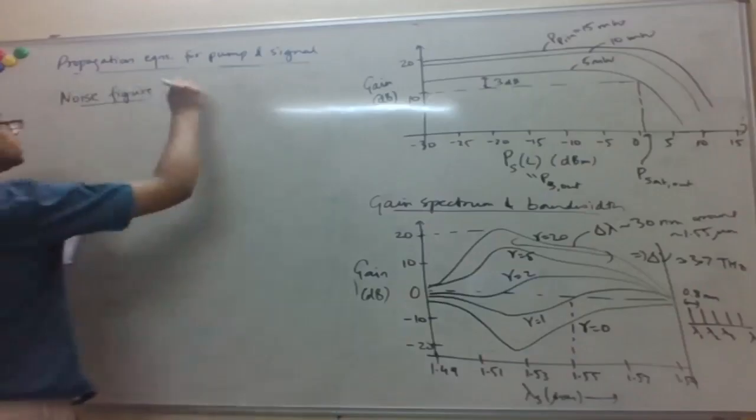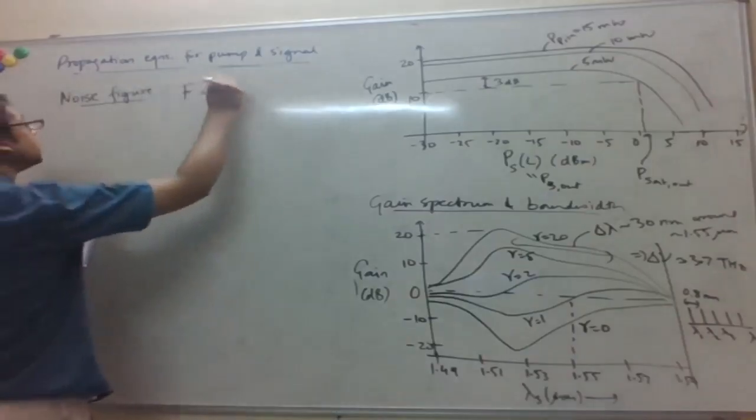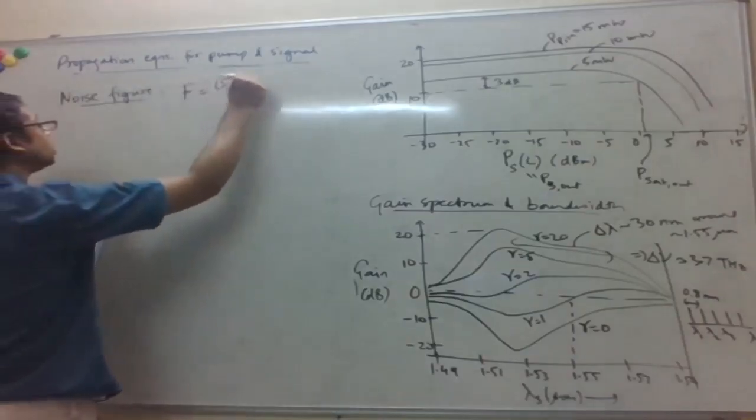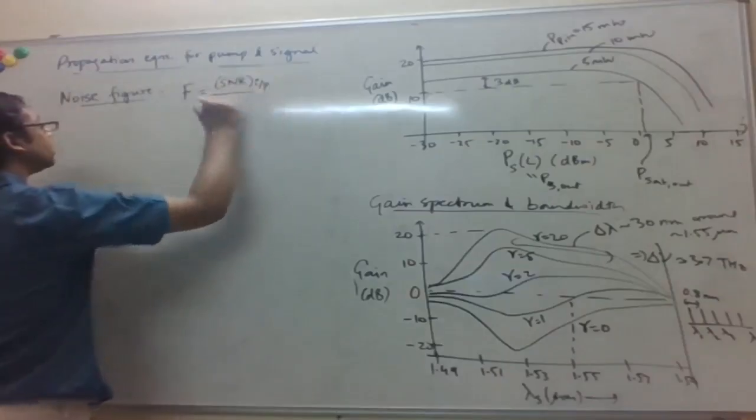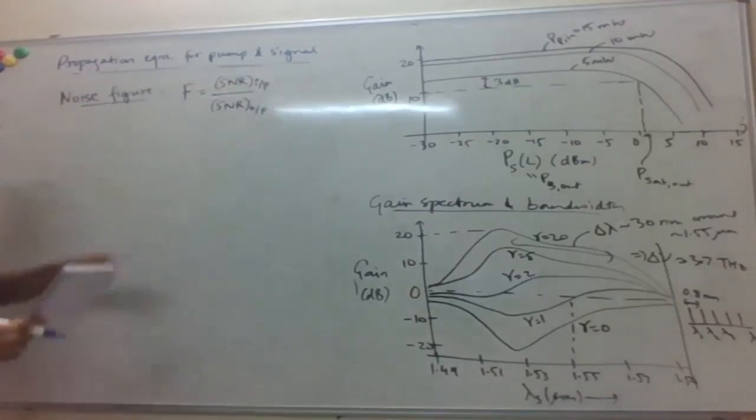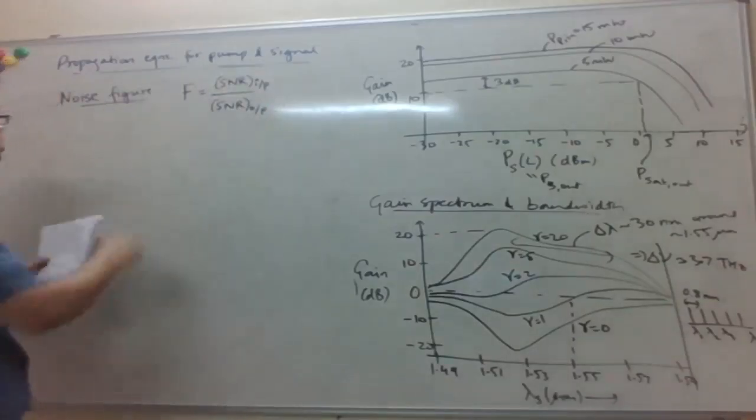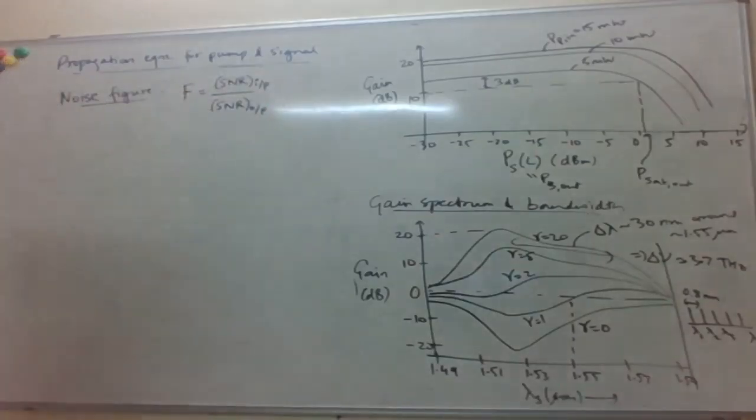Okay, so basically what happens is that the signal to noise ratio actually becomes worse, right? So this noise figure is defined as the signal to noise ratio at the input divided by the signal to noise ratio at the output. So the output signal to noise ratio is worse. So this F is always more than 1.